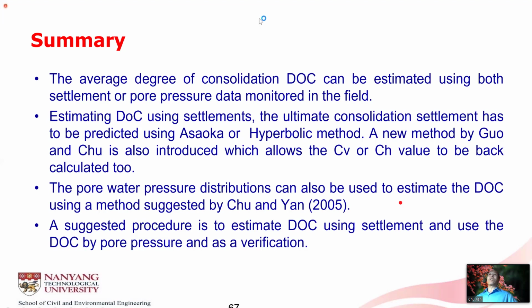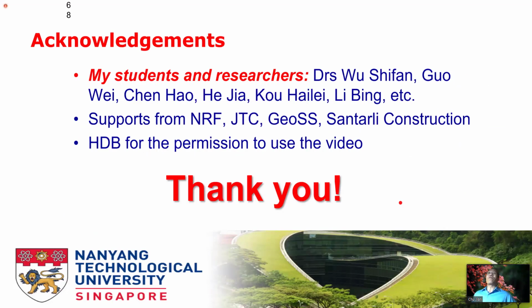A suggested procedure is for us to estimate degree of consolidation using settlement, but however, we should use degree of consolidation by pore pressure as a verification. And sometimes if the difference between the two is too big, as in the slurry pond land reclamation case, then we have to ask ourselves, what's the reason for the large discrepancy? From there, we will be able to use our engineering judgment to find out the errors involved in the degree of consolidation estimation. Yeah, so with this, I finish my presentation, and thank you very much.